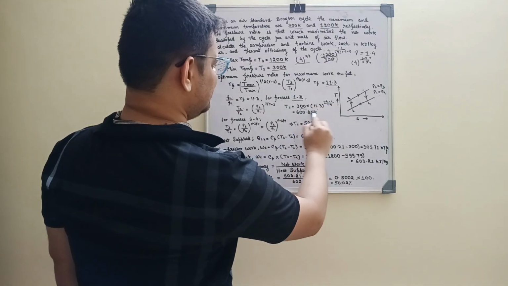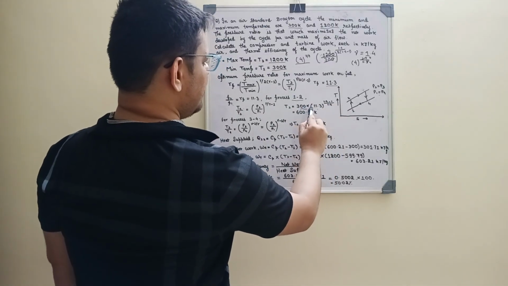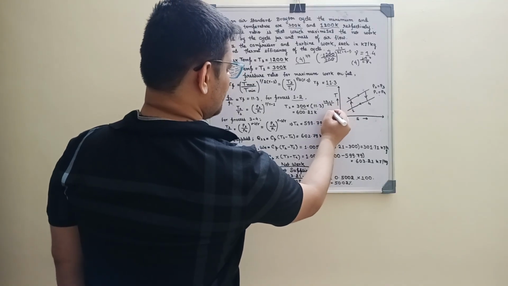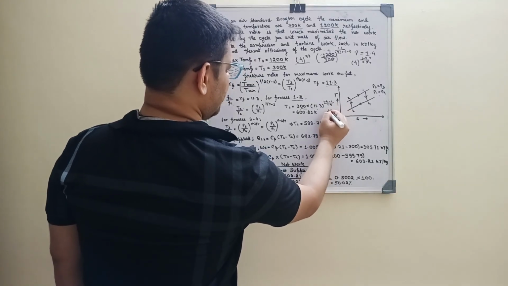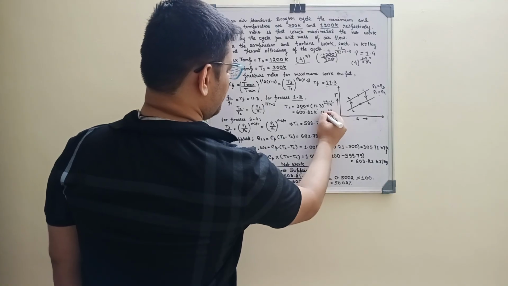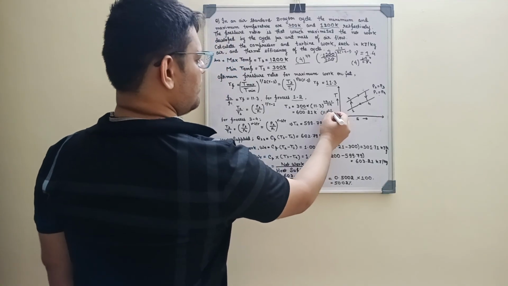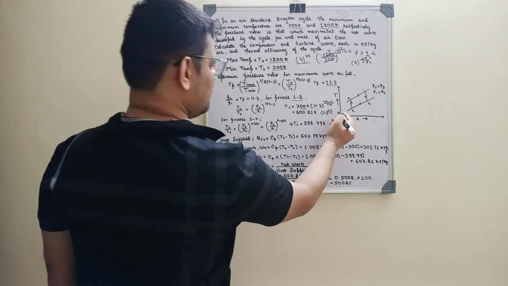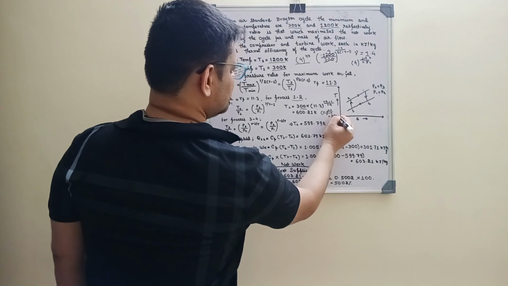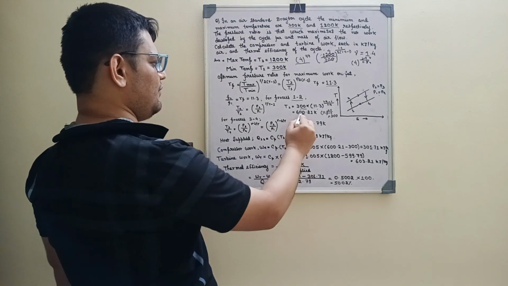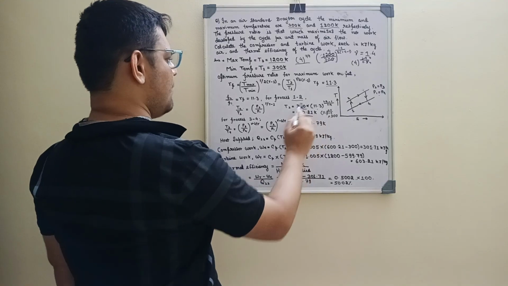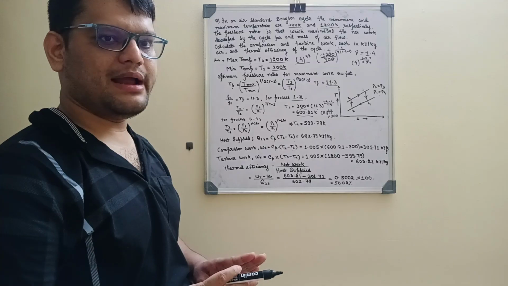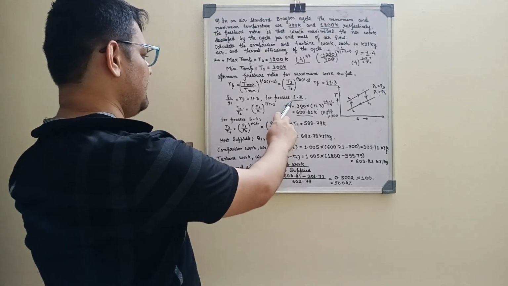If we calculate this in a scientific calculator, that is 11.3 to the power 0.4 divided by 1.4, and multiply with 300, we get the value 600.21 Kelvin. So we have got the value of T2. We already have T1 and T3, and now T2 we have calculated.